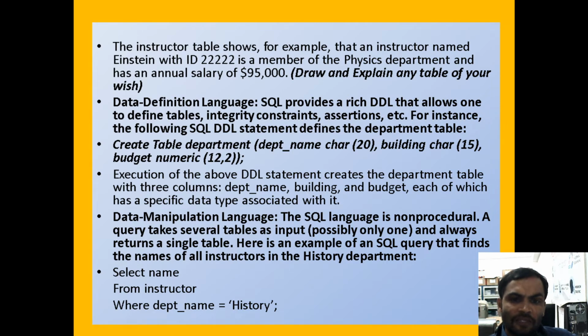Assertion means a condition. For example, for passing the marks of each and every subject in the final semester, the minimum pass mark is 40. If you get less than 40 marks, the student will be failed. If you want to give such a condition, at that time we can use an assertion. So at the time of defining the table, we can use integrity constraints, assertions and so many other things.